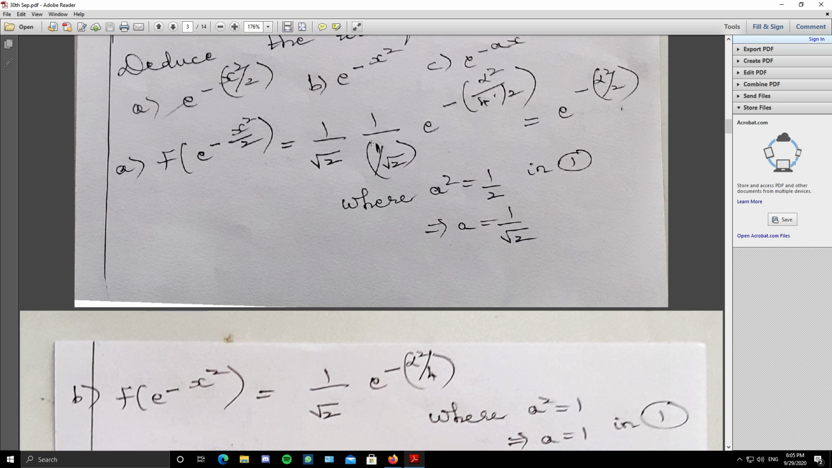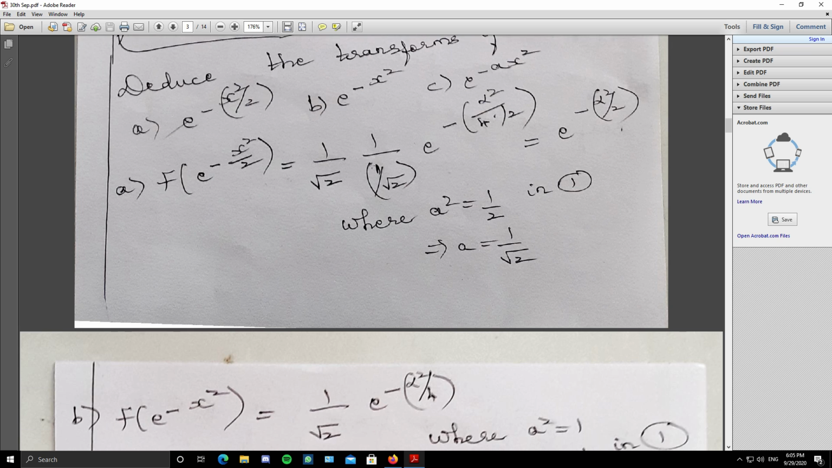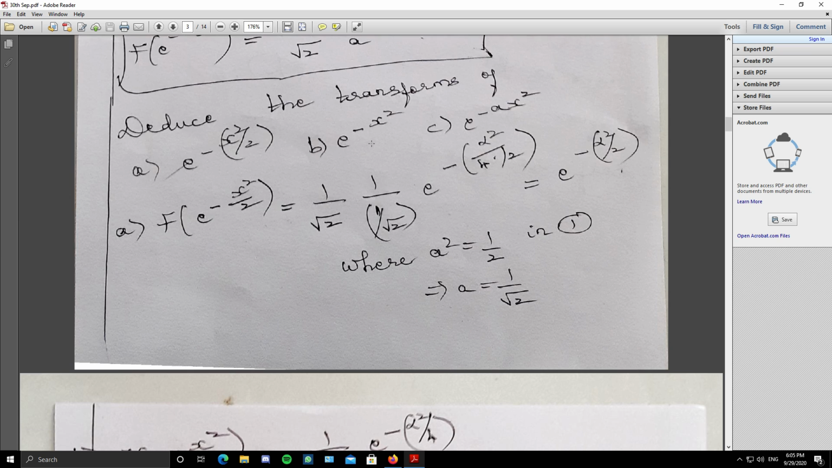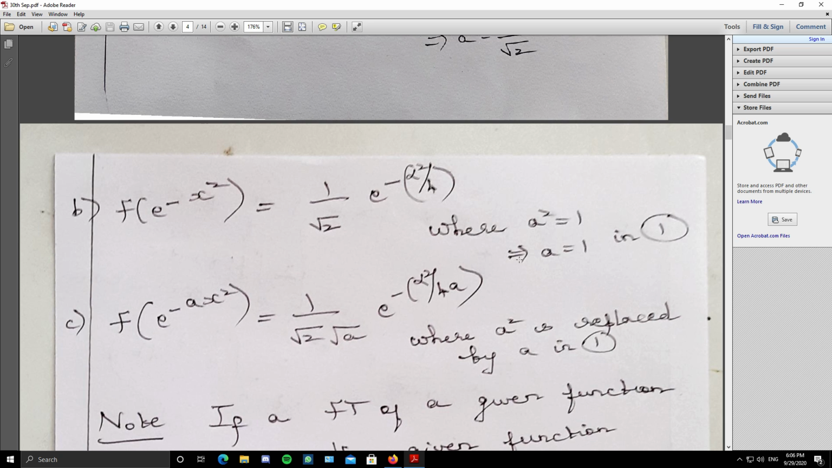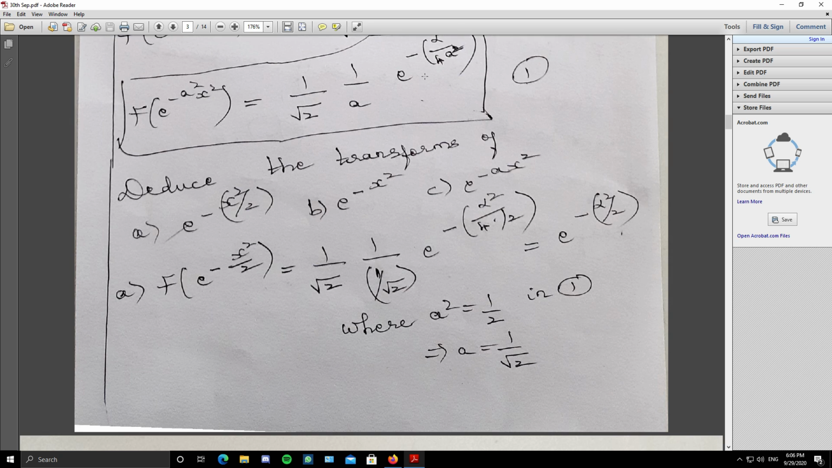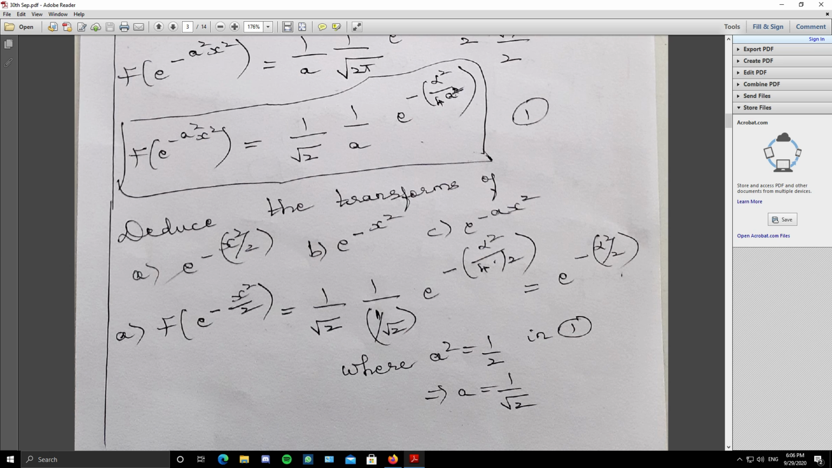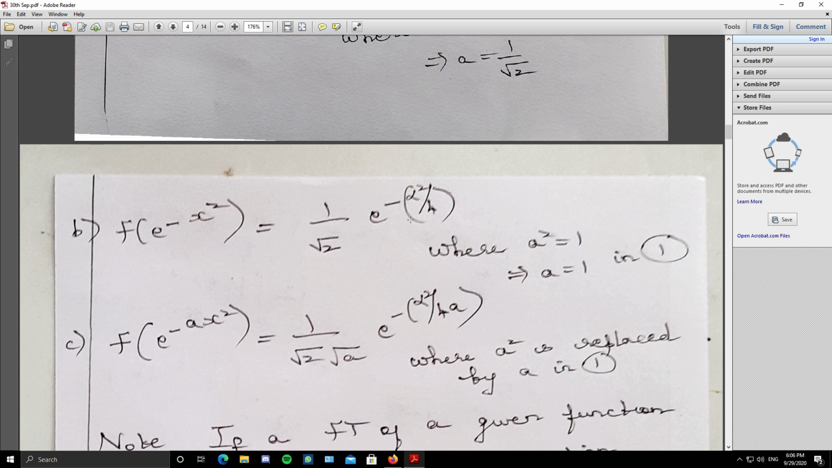Now for the second part, e power minus x square. You compare e power minus x square with e power minus a square x square. a square is 1. If a square is 1, a is 1. So 1 by root 2, a is 1, e power minus alpha square by 4 into 1. a is 1, a square is also 1. So you will get 1 by root 2, e power minus alpha square by 4.